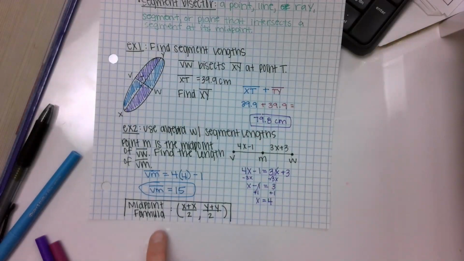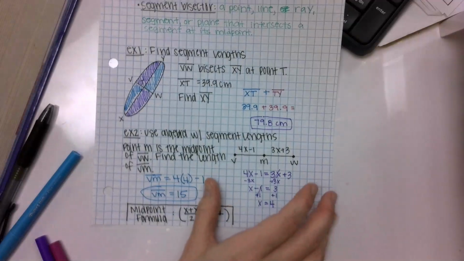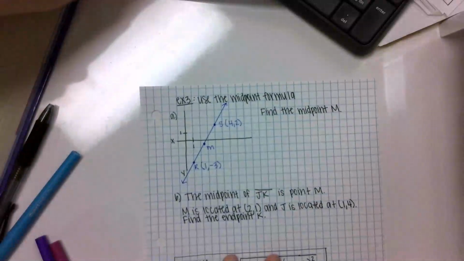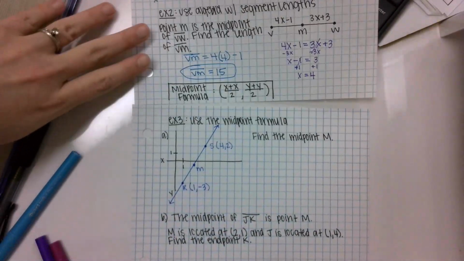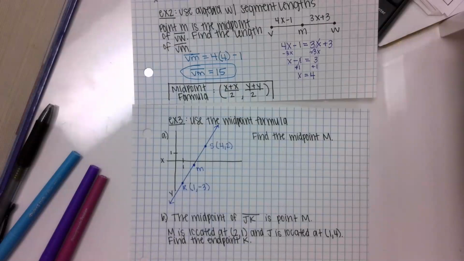Here is the midpoint formula. So in a problem that's a little bit more basic, this is x plus x divided by 2 and y plus y divided by 2. So we're going to take a moment and go use that formula over here. I'll maybe bring it here so you can see it. All right, example 3. Use the midpoint formula.